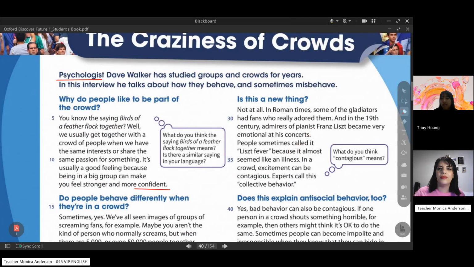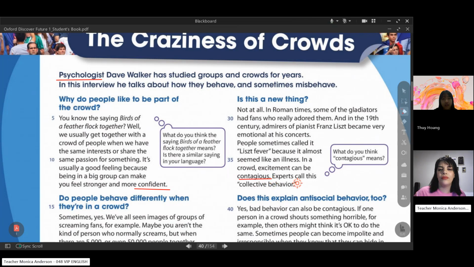Is this a new thing? Not at all. In Roman times, some of the gladiators had fans who really adored them. And in the 19th century, admirers of pianist Franz Liszt became very emotional at his concerts. People sometimes called it Liszt fever because it almost seemed like an illness. In a crowd, excitement can be contagious. Experts call this collective behavior.